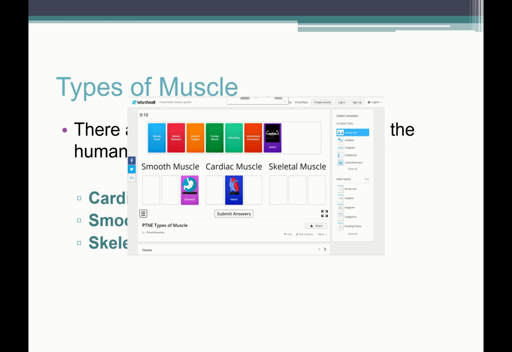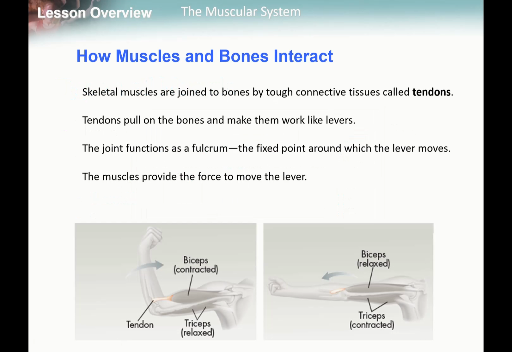Good luck. Now, when it comes to skeletal muscle, this is where we're going to be spending most of our time, given that movement is at the forefront of everything you do as a personal trainer. So we're going to look at how muscles and bones interact and how some of the structures and parts of the anatomy work together in order to produce movement.